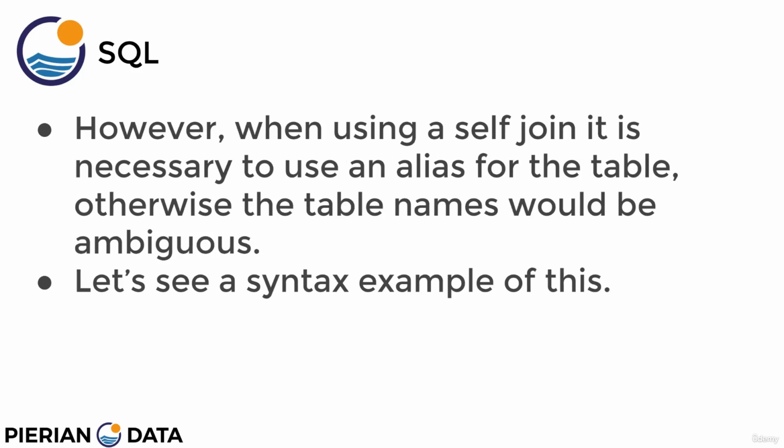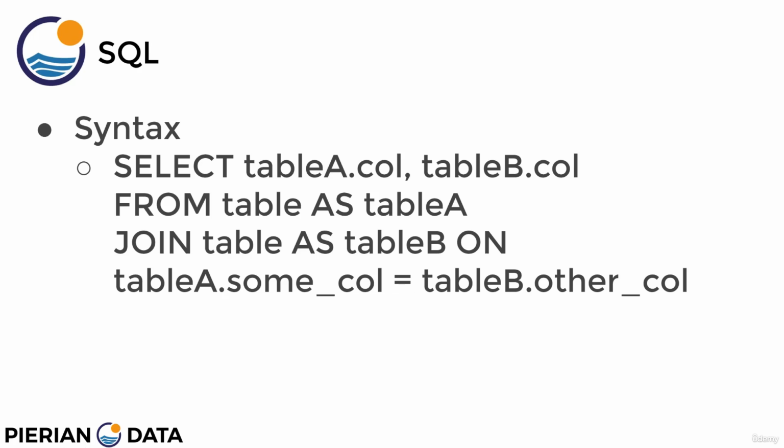However, when you are using a self-join, because you're using the same table, it is necessary to use an alias for the table. Otherwise, the table names would be ambiguous within the self-join. So let's see a syntax example of this in order to see what I'm talking about when I mean the same tables being joined, as well as those table aliases. So here we can see the syntax for a self-join.